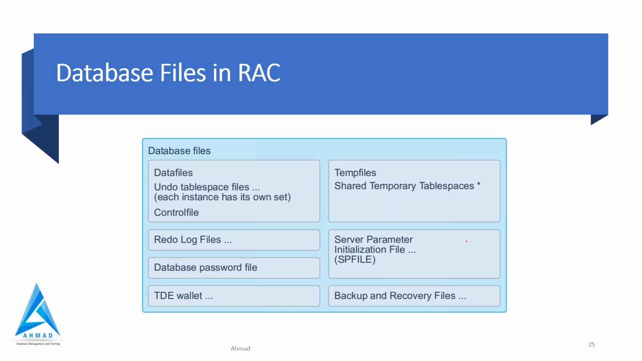And the database password file may be placed in a shared storage or maybe on each local node. This file contains the password of privileged users, those who have SYSDBA, SYSBACKUP like permissions, and must be available when the database is not open. Clear? I hope my page is okay.